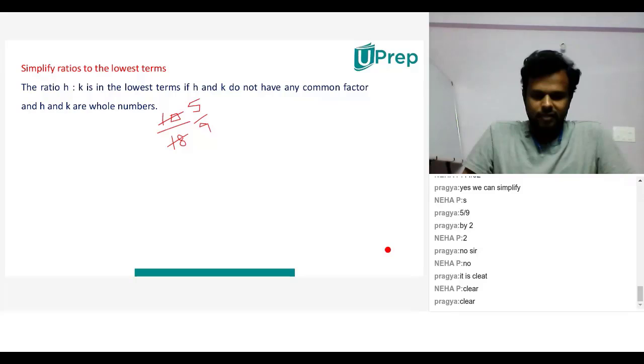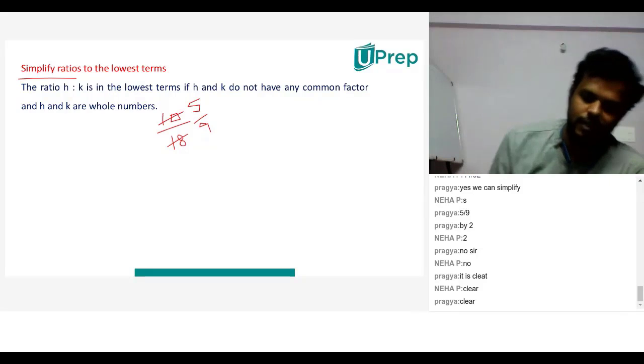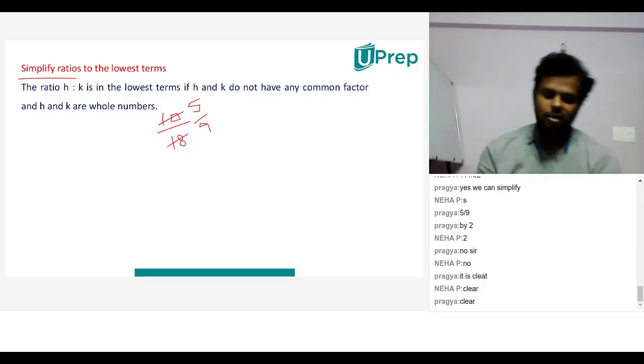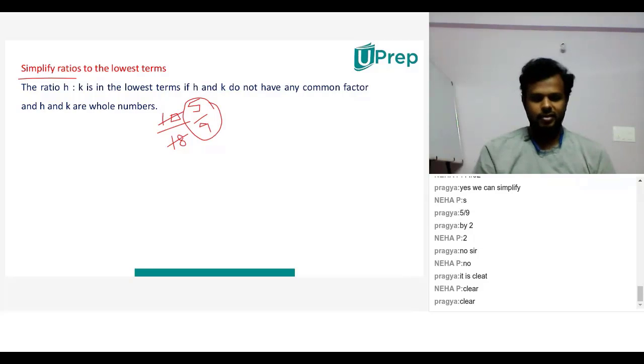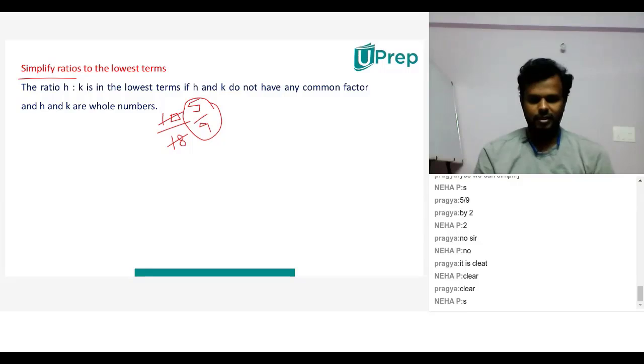So, children, whenever we are asked to put the ratios in the simplest terms, we need to write it in such a way that it cannot be reduced any further. Here I cannot reduce any further, isn't it? I cannot reduce this any further. So this will be our final answer.